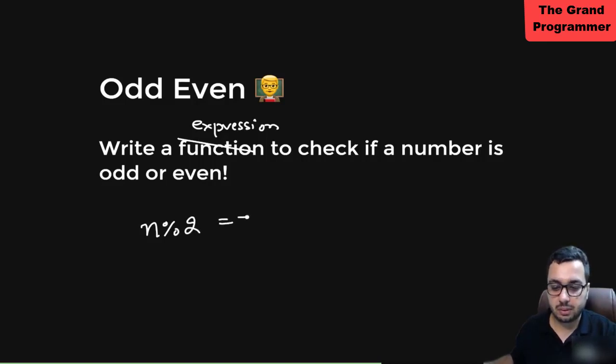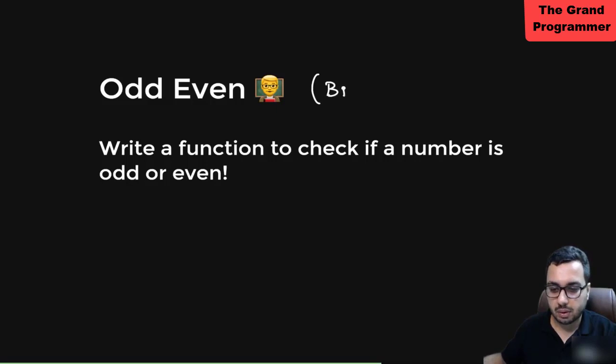If this gives us 0, then we can say the number is even. If it gives us 1, the number is odd, okay. But since we are learning about bitwise operators, we want to solve this problem using a bitwise operator.